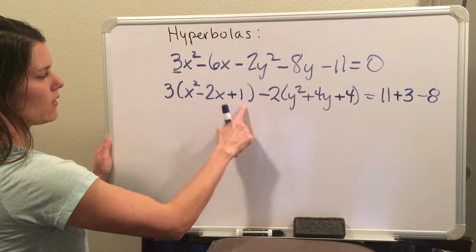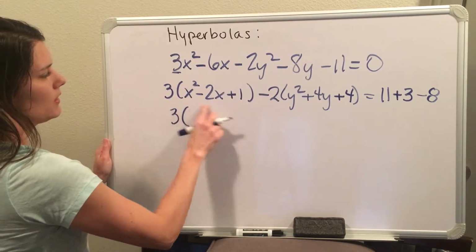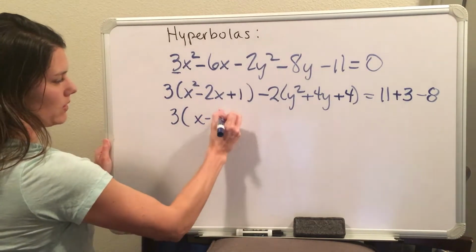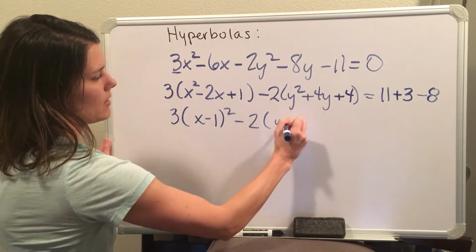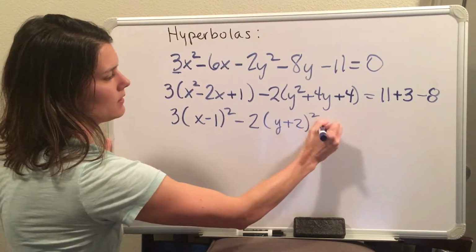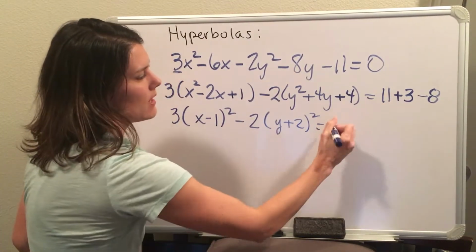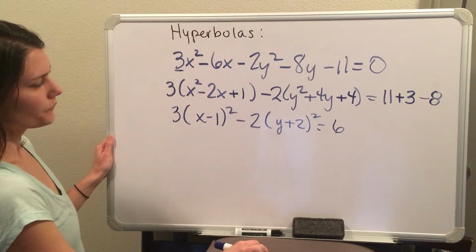So in here, this is now a perfect square. This is going to become (x minus 1) squared. And then this one will become (y plus 2) squared. And then when you combine these numbers together, you will get a 6.